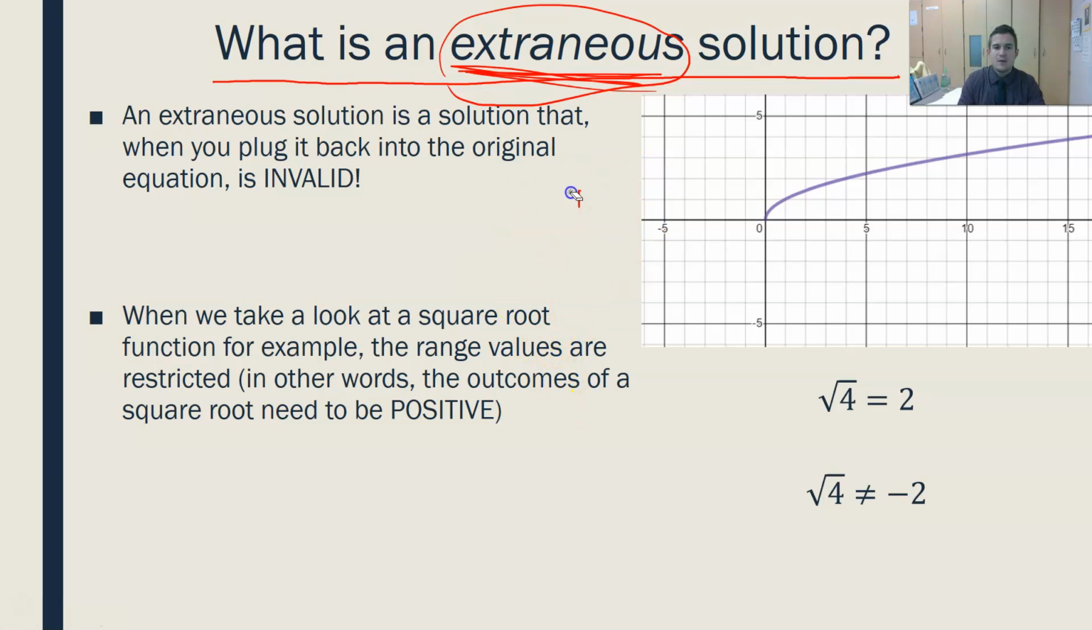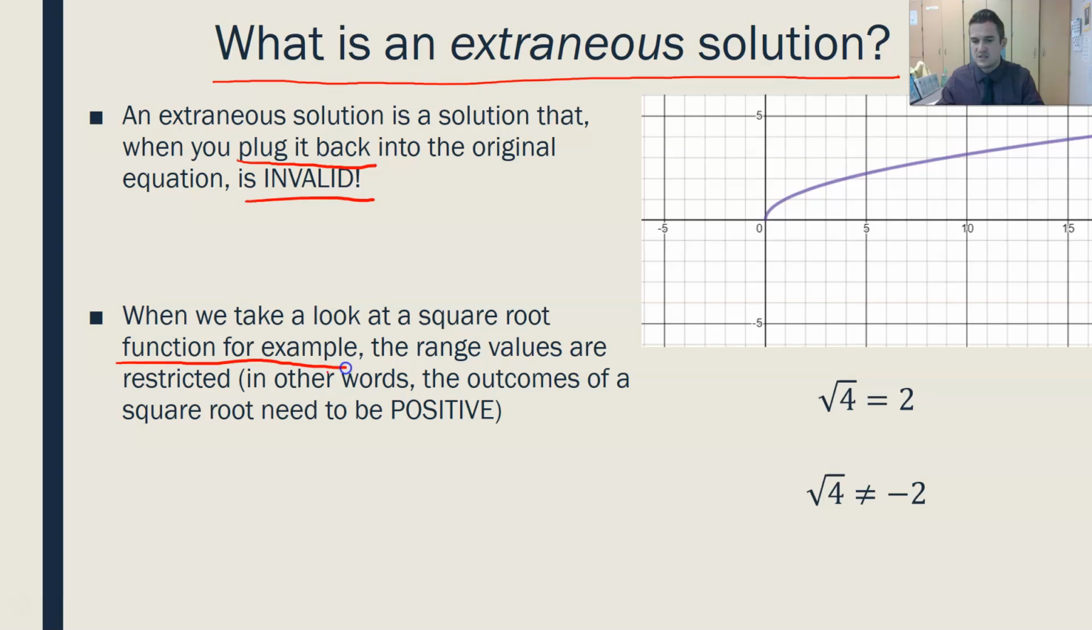So, same thing applies here. An extraneous solution is a solution that when you plug it back into the original equation, it is invalid. So let's take a look at our square root function just as an example. If I look at my square root function, notice I start at 0. My domain of this function, which we just talked about in the previous video, is from 0 to infinity. The range is also from 0 to infinity in this case.